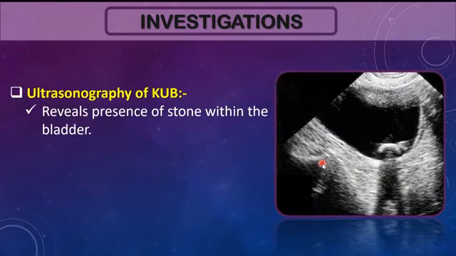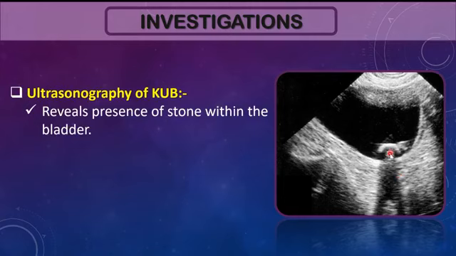The other important investigation is called ultrasonography. Ultrasonography can give information that reveals the presence of a stone within the bladder. That means an echogenic structure casting an acoustic shadow. Look at the picture. There is a white structure seen. That means echogenic structures, and there is a shadow there. So an echogenic structure casting an acoustic shadow is most likely a stone.